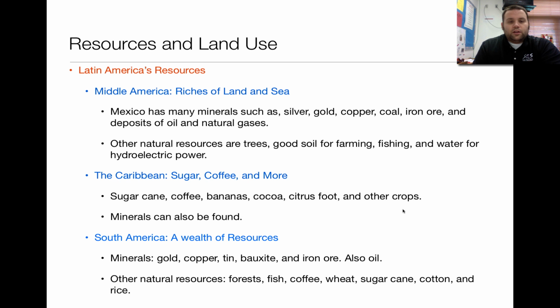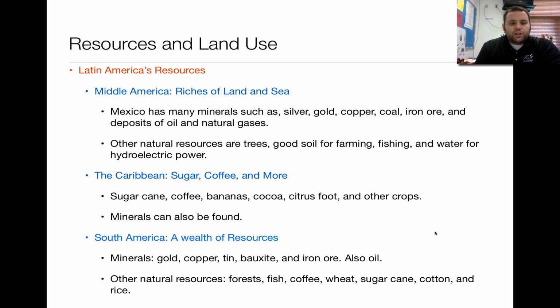In the Caribbean, we see a difference in the weather. Remember, it's more warm and sunny there. Lots of different winds influence that area. So here, because of the longer growing seasons, the plants that need longer to grow and cultivate can be grown, such as sugarcane, coffee, bananas, cocoa, citrus fruits, and other crops like that. Also, there can be some minerals found on the islands, but for the majority, the islands are agricultural instead of into minerals and mining.